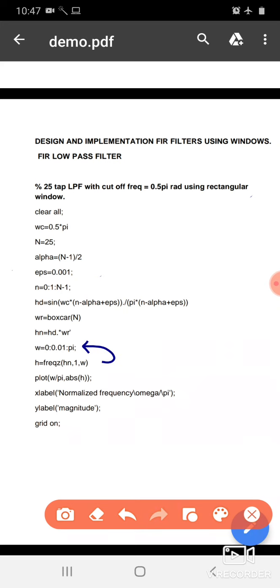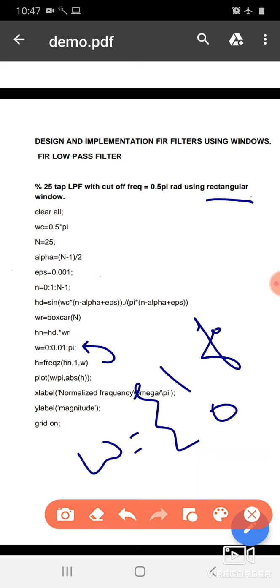This is how a program is written to find an FIR low pass filter by using a rectangular window function. Hoping you know the equation of a rectangular window function: it is 1 for n varying from 0 to n minus 1, and for other cases it will be 0.